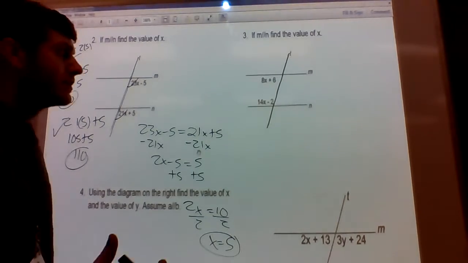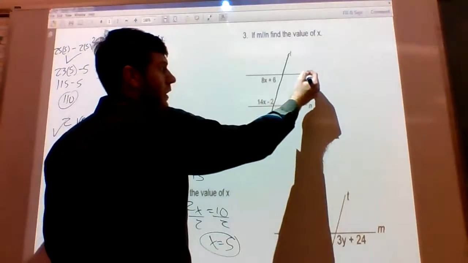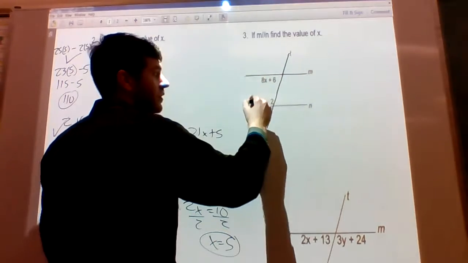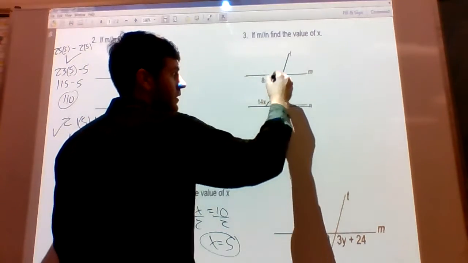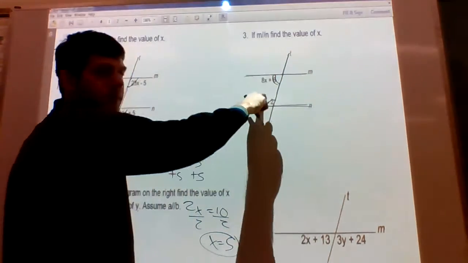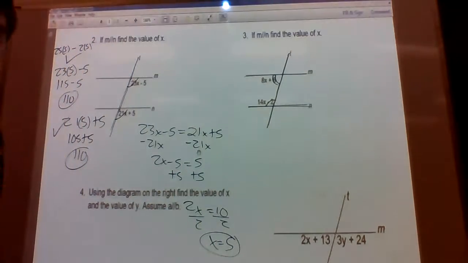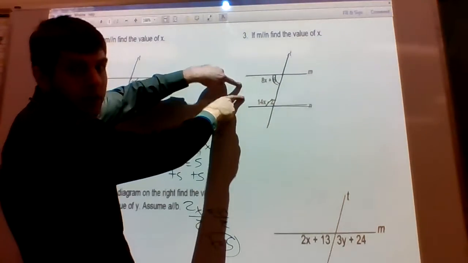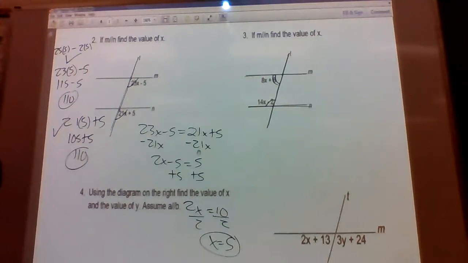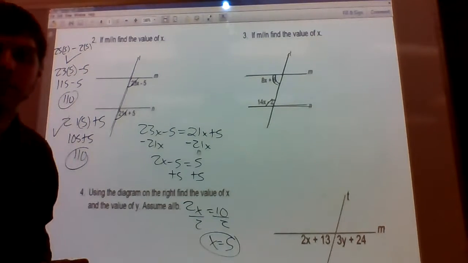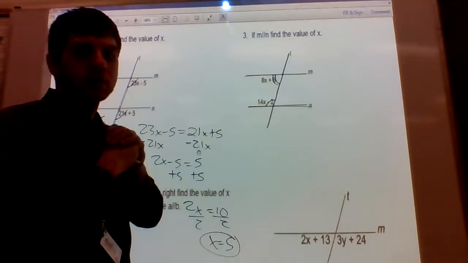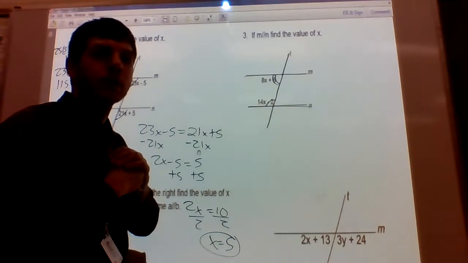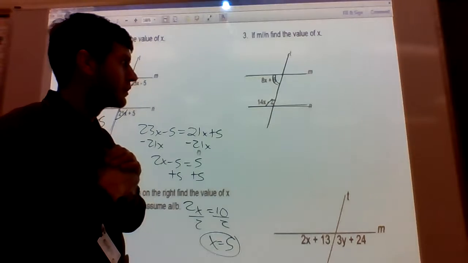Are they both on the inside of the parallel lines? So here are our parallel lines, M and N. Are they on the inside? Yes, they are on the interior. They're between the parallel lines M and N. So they're same side interior. What do we know about same side interior angles? We know same side interior angles are supplementary, meaning their angle measures add up to 180 degrees.